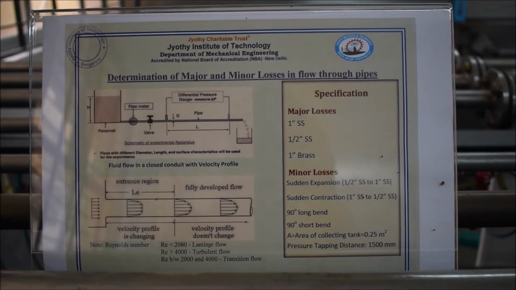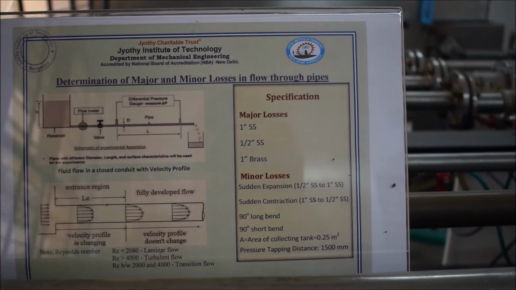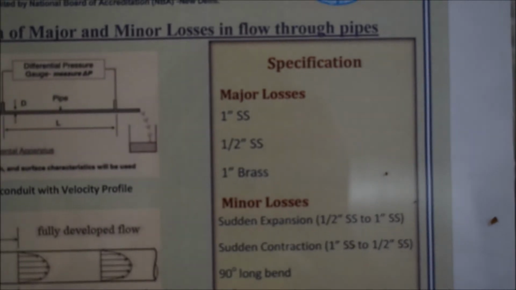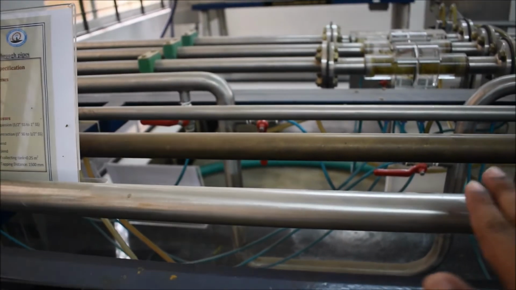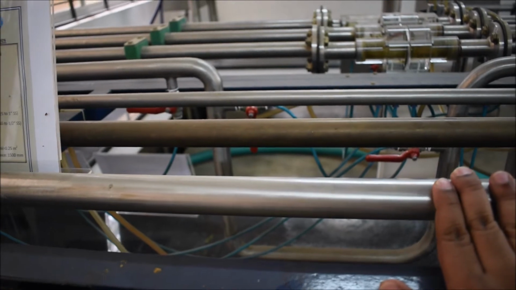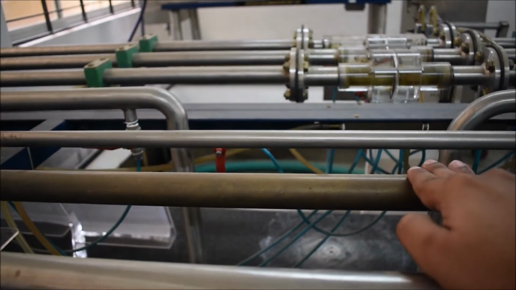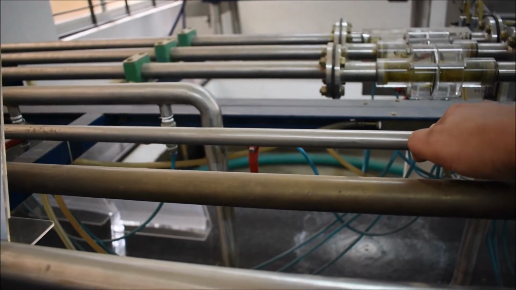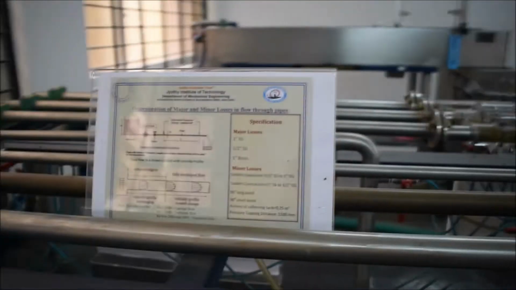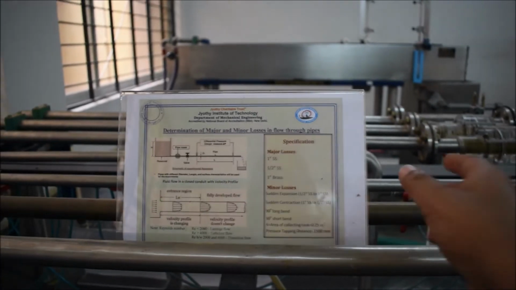Here we have an experimental setup of 1-inch stainless steel pipe, half-inch stainless steel pipe and 1-inch brass pipe. So I'll just show the experimental setup. So this is 1-inch stainless steel pipe, this is 1-inch brass pipe and the other one is half-inch stainless steel pipe. So we are going to analyze the friction factor in these pipes.